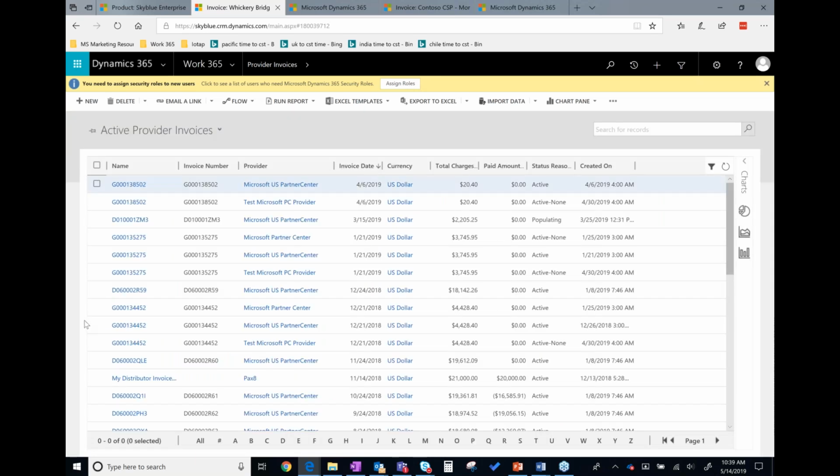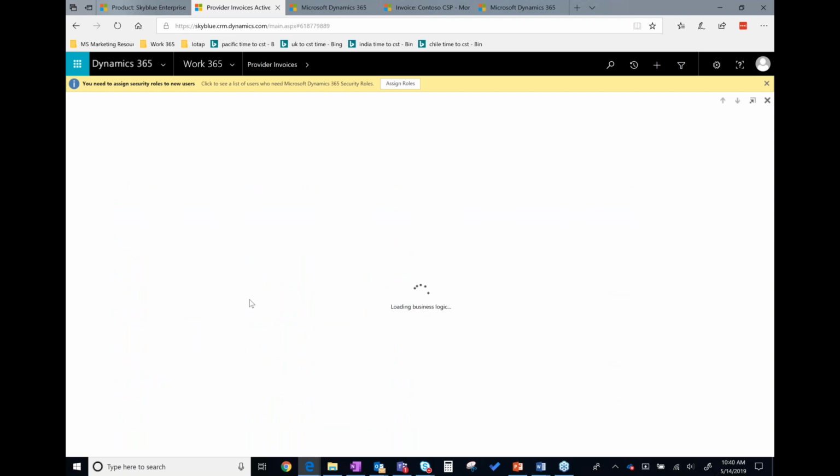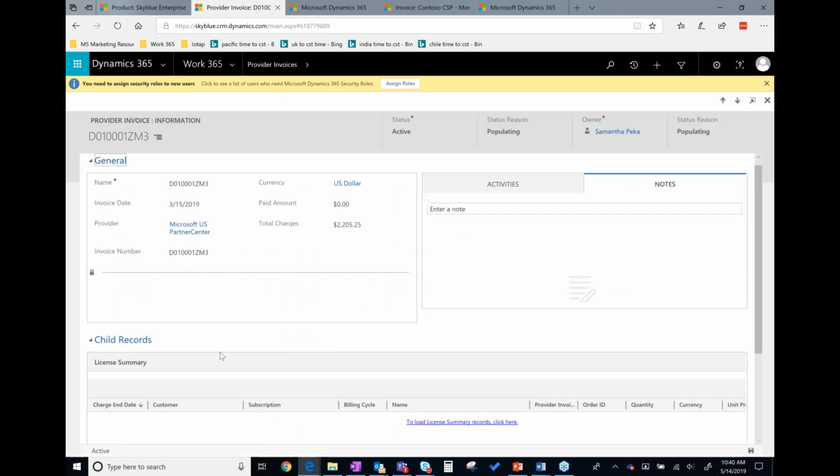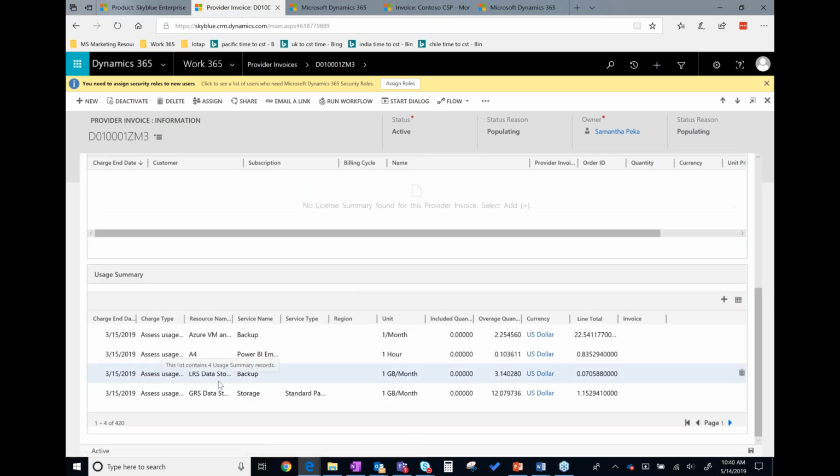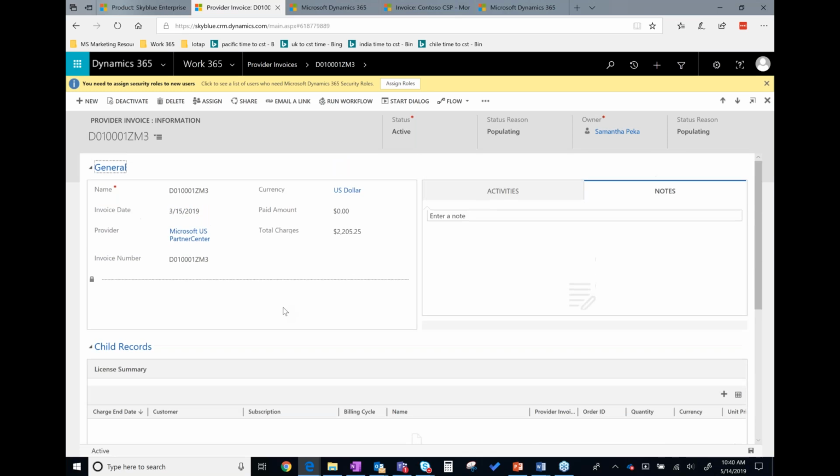Yeah, so if you open that up, you should find the Microsoft invoice here, and you should look at the created on date. If the created on happened after your customer invoice, then you know that the data was not available when the invoice was generated from Work 365. So in that case, what you have to do is regenerate that invoice. You can delete the old invoice and regenerate it. Okay. I will do it.